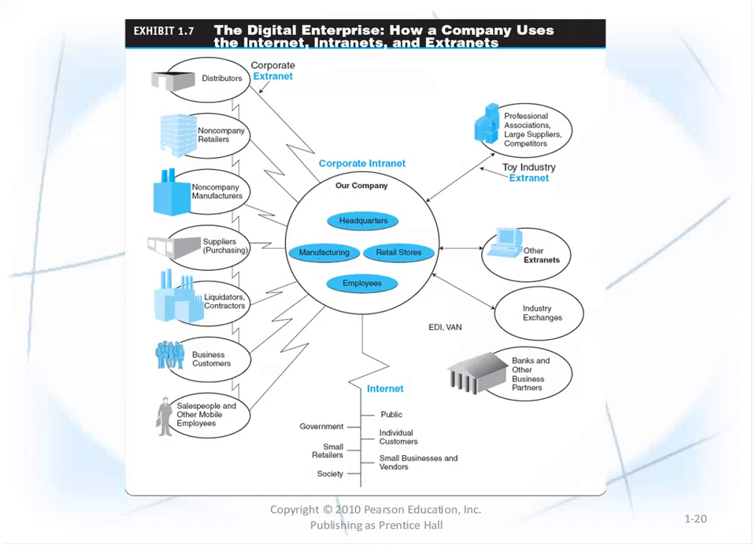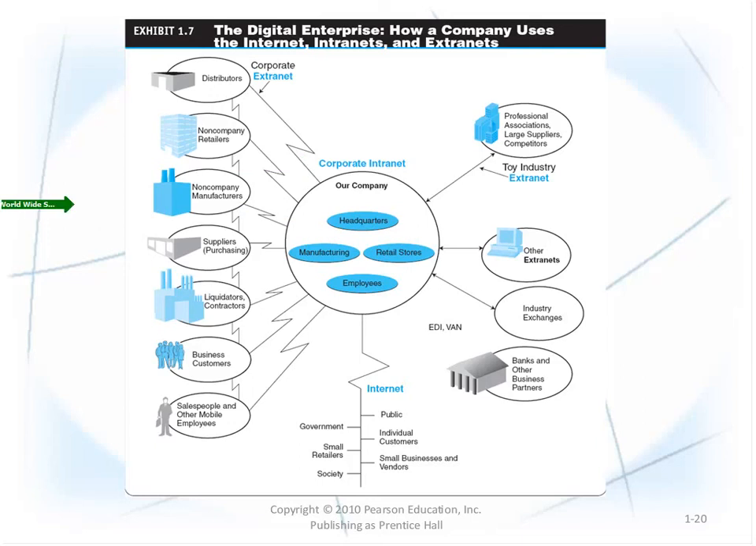Here in this graph, you can see the digital enterprise, how a company uses the internet, intranet, and extranet. Here in the middle, in the big circle, is our company. We have, for example, our headquarters, our manufacturing plant, retail store, employees, different parties within our organization or corporate. So we have our intranet here. See here, corporate intranet.